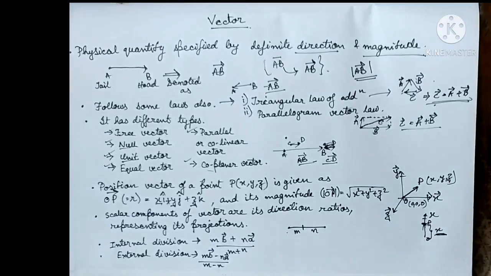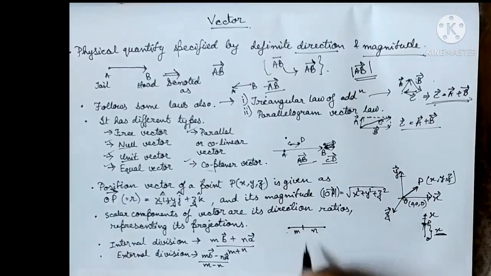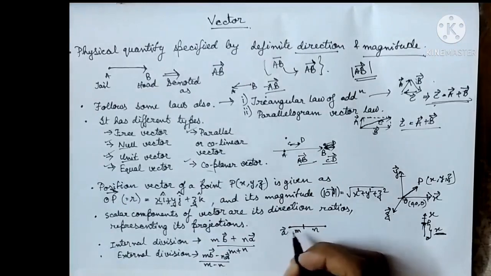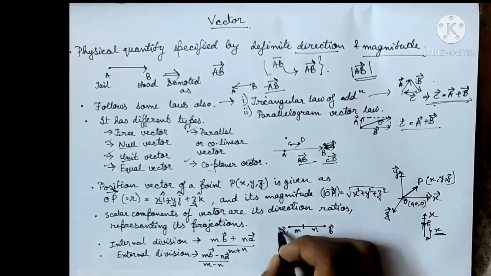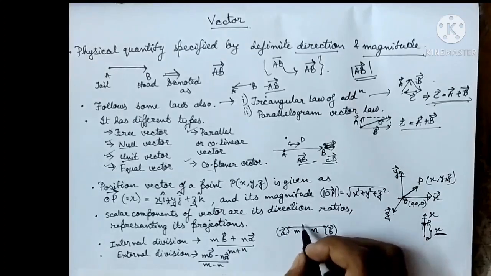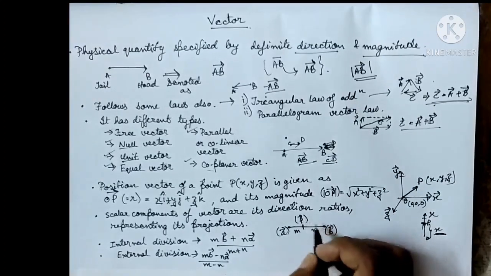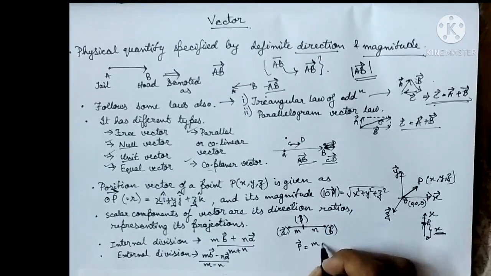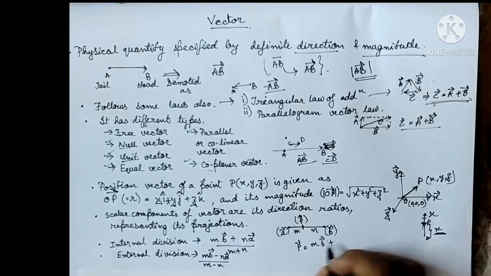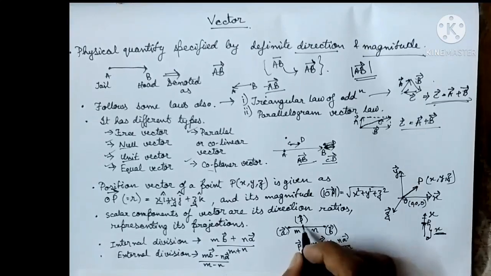If we take this point, it has a vector. Let this be a vector, and let this point be b vector. Now we need to find a vector, let it be p vector. This p vector would be found as m into b vector plus n into a vector, divided by m plus n. Like this we can find the position vector of this p.